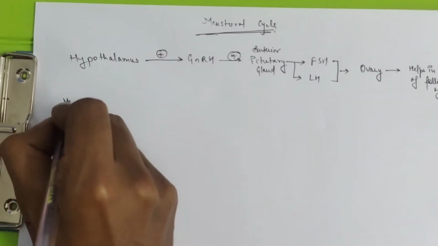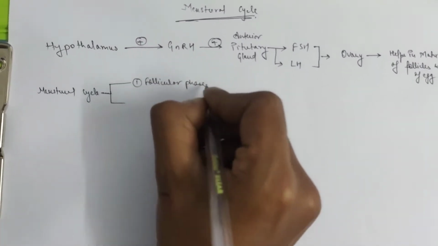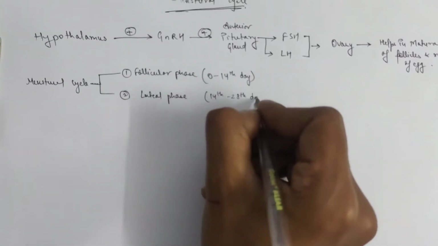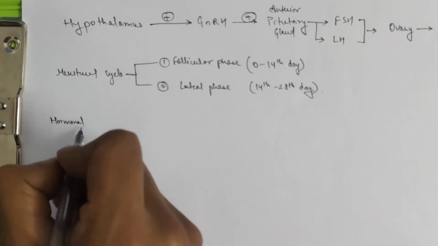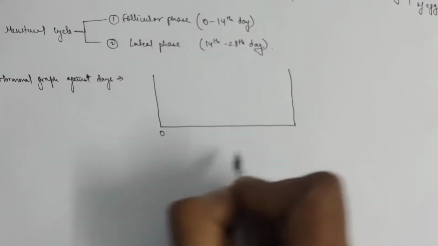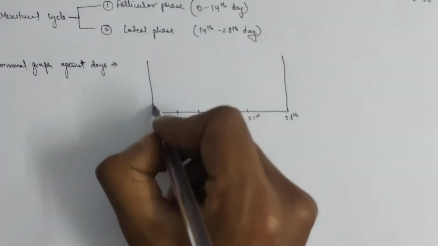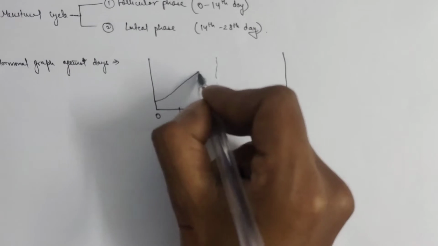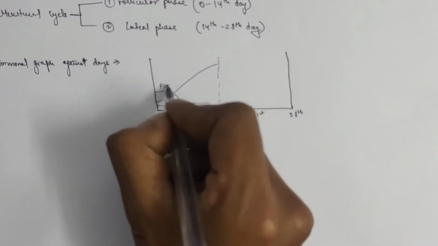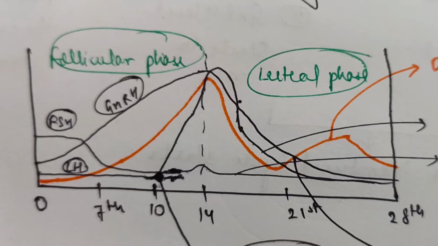In the menstrual cycle there are two phases: the follicular phase, which is from the 0th day to the 14th day, and then there is a luteal phase, which is from the 14th day to the 28th day. If we plot the hormonal graph against the days, here you can see a hormonal graph which is telling the values of the FSH, GnRH, LH against the days, which is 0, 7th, 10th, 14th, 21st and 28th day.